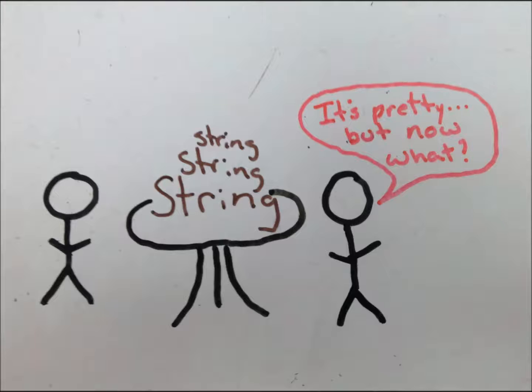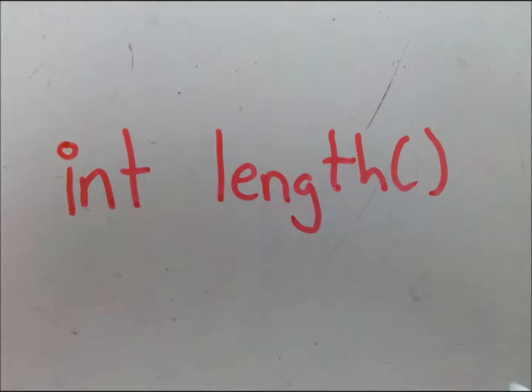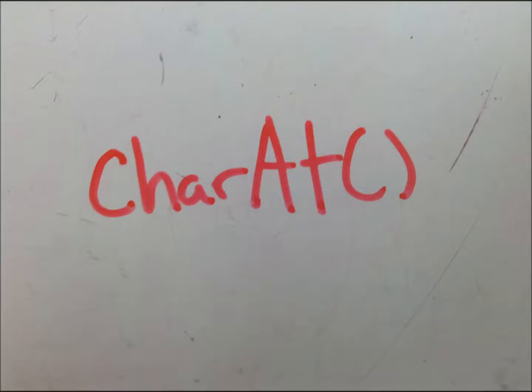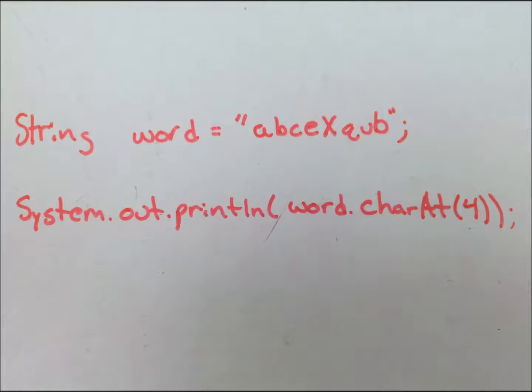So now that we have our strings, we'll want to do something with them, like wanting to find out how long the string is, or where a certain char is. The int length method returns the number of characters in the String object. The charAt method is a tool for extracting a character from within a string. The charAt parameter specifies the position of the desired character. Remember, all good coders start from 0.